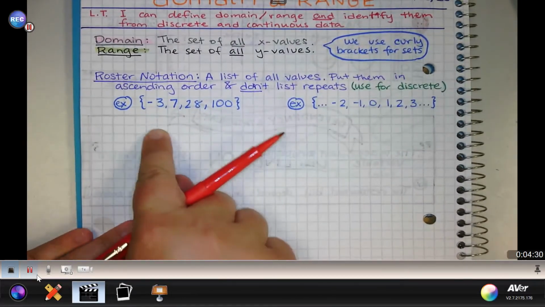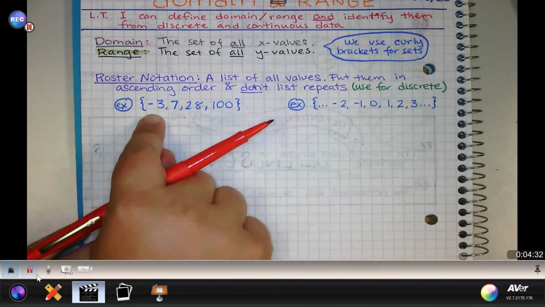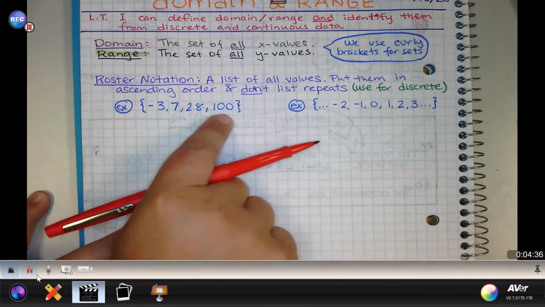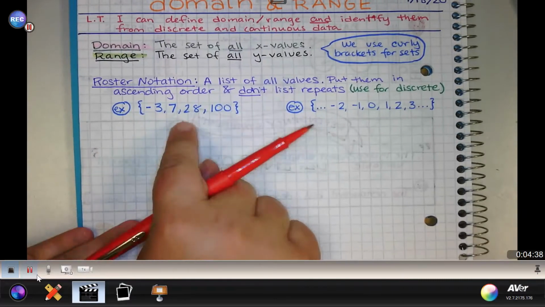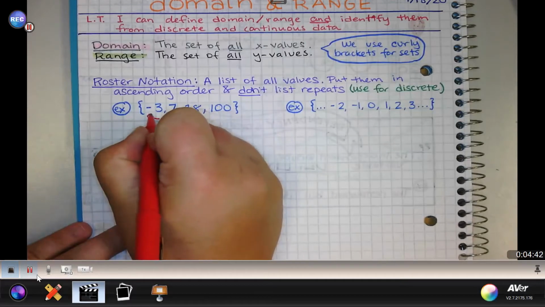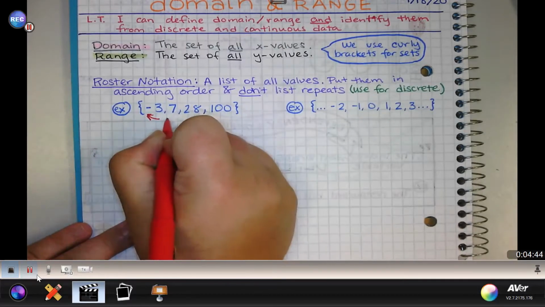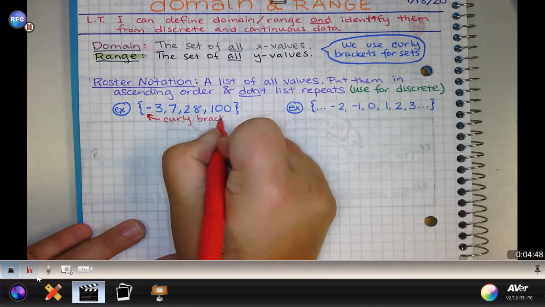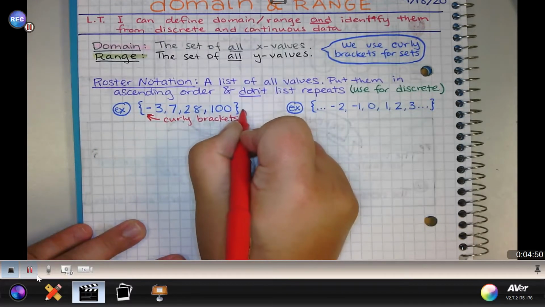So here is my first example. Notice smallest number is -3, 7, 28, 100. They get bigger from left to right. And what are these? These are the curly brackets I was talking about, and that was a pretty bad arrow. Curly brackets.